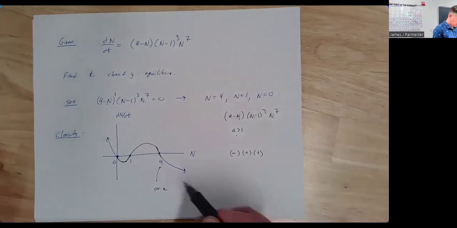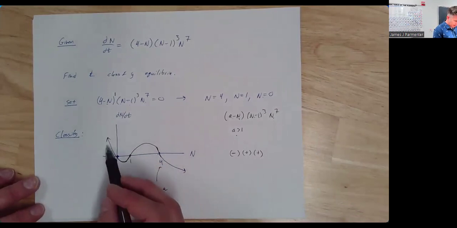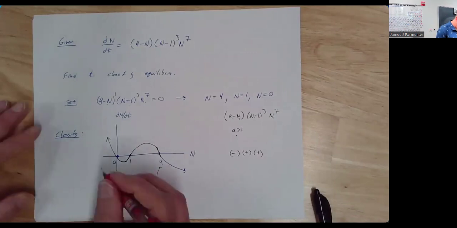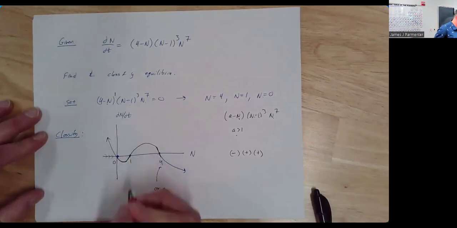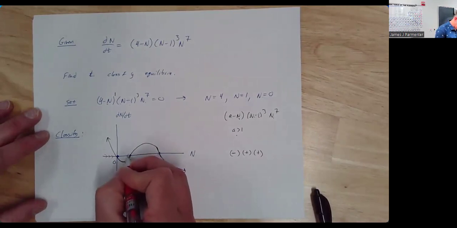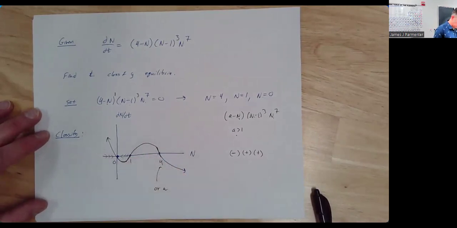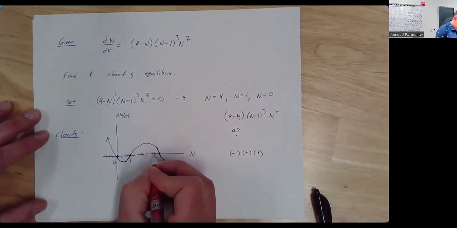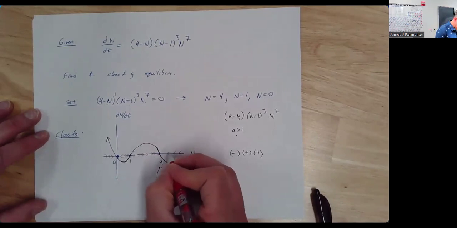So then we know what's happening with dN/dt. If dN/dt is positive, N is moving to the right. It's getting bigger. If dN/dt is negative down here, N is moving to the left because it's getting smaller. dN/dt is positive, N is moving to the right. dN/dt is negative, N is moving to the left.